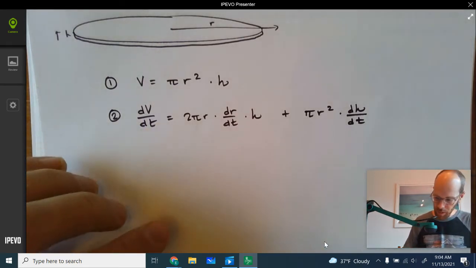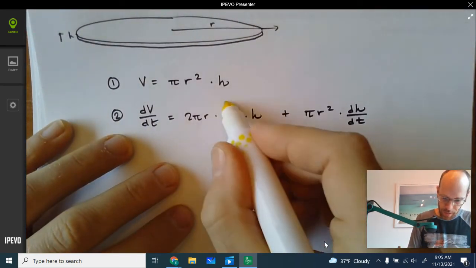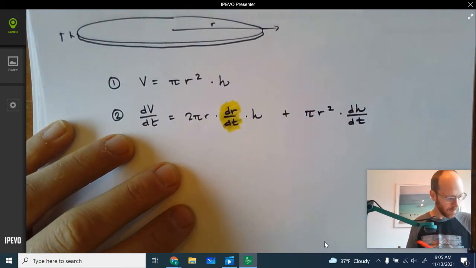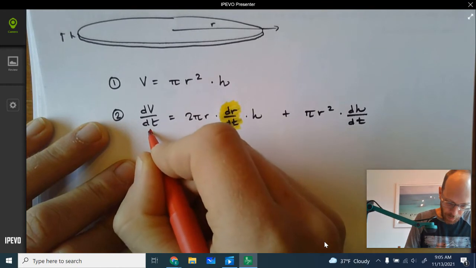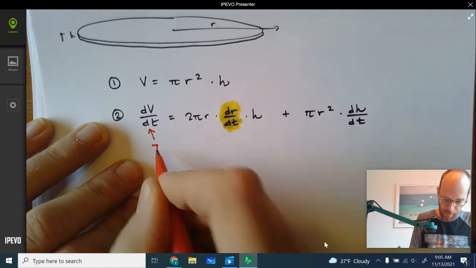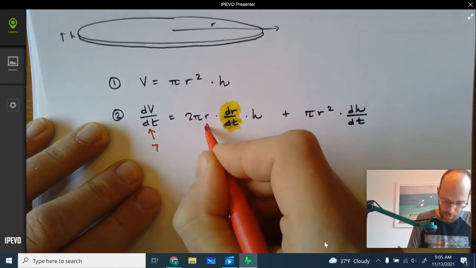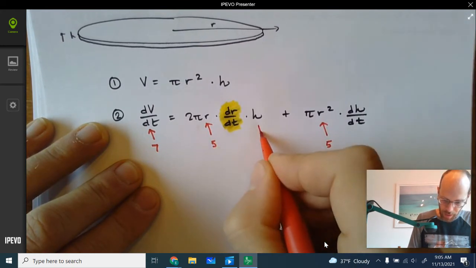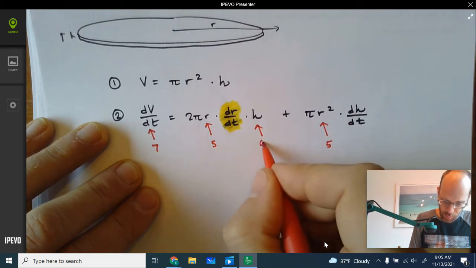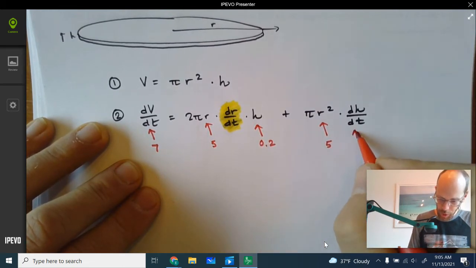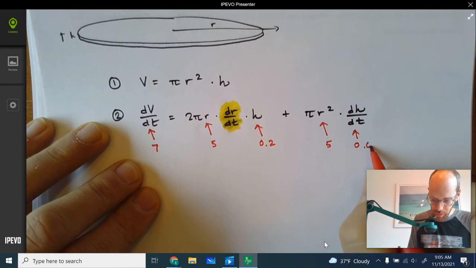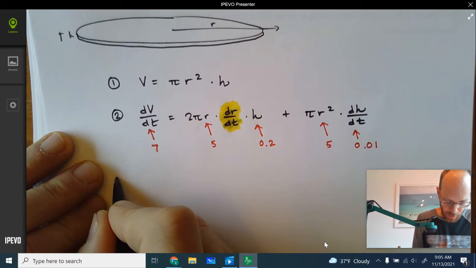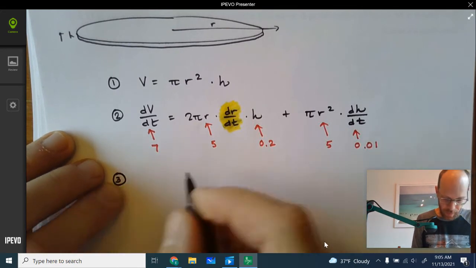We are looking for this quantity right here, dr/dt. So we need to know this, dV/dt, which was given to us as 7. We need to know the radius, which is 5. And the height, which was 0.2. And the rate of change of the height, which was 0.01. So our last step is going to look like this.